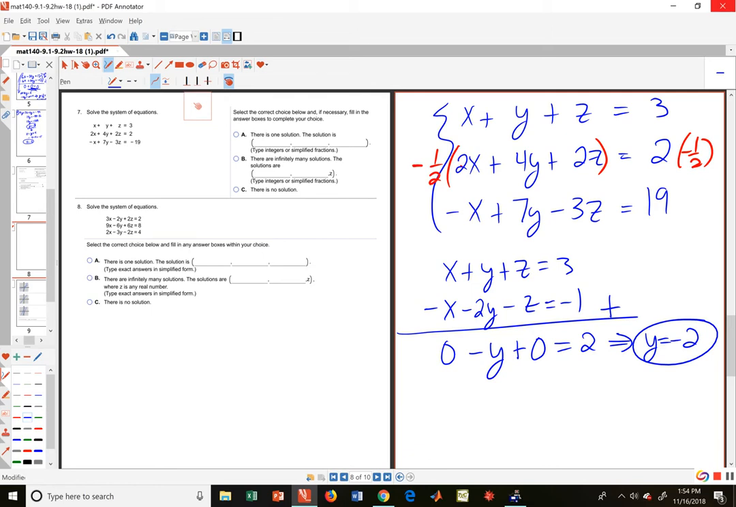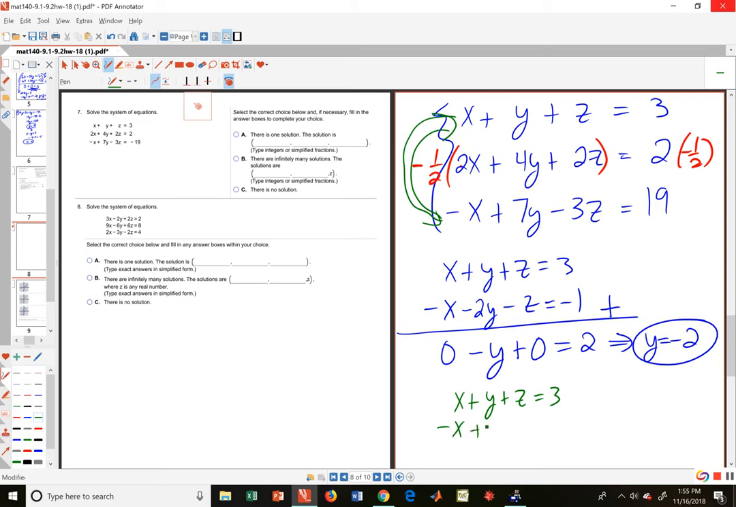Okay, now let's add these two equations together. Let me point it out in green here. They're already set up for us to eliminate, and we know what y is, so that's going to help as well. So let's go ahead and add x plus y plus z equals 3.